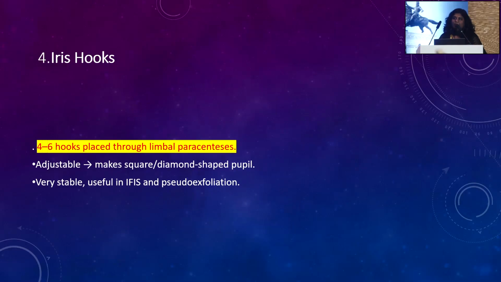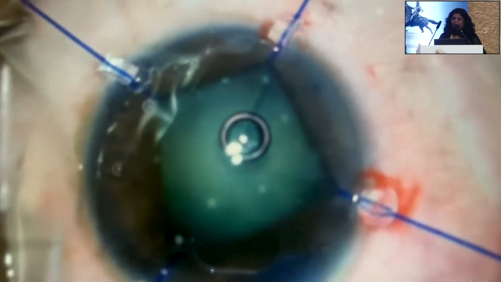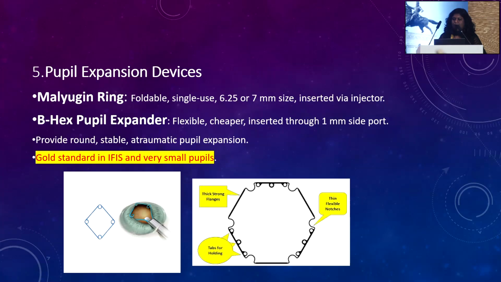Another option is iris hooks. Four to six iris hooks are placed through limbal paracentesis, and it is adjustable. It can make a square or diamond shaped pupil. It is very stable, useful in IFIS and pseudoexfoliation. See, it's a square shape. And we can even use pupillary expansion devices, Malyugin ring or B-hex, the gold standard for IFIS and very small pupil.